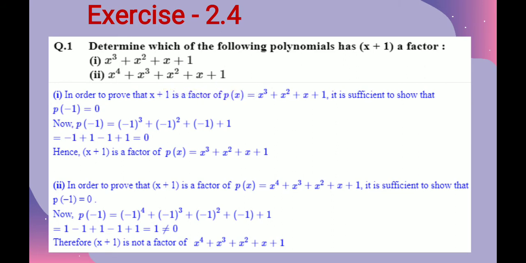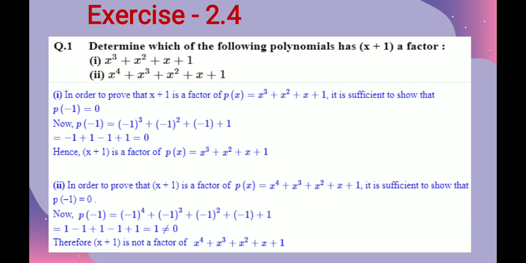So, solving the first part, in order to prove that x plus 1 is a factor of p(x), which is equal to x cube plus x square plus x plus 1, it is sufficient to show that p of minus 1 is equal to 0. Now p of minus 1 is equal to (minus 1) raised to the power 3 plus (minus 1) raised to the power 2 plus (minus 1) plus 1.